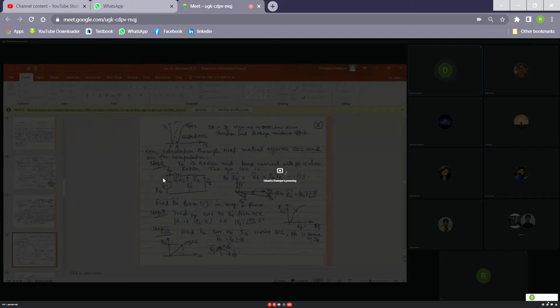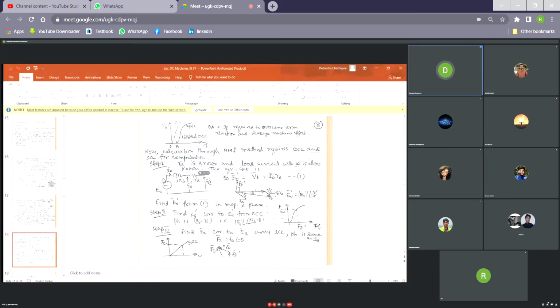We have discussed the generator characteristics: open circuit characteristics, short circuit characteristics, and zero power factor characteristics. Then we were discussing the calculation of voltage regulation through the MMF method. Do you remember this? I think we were here.